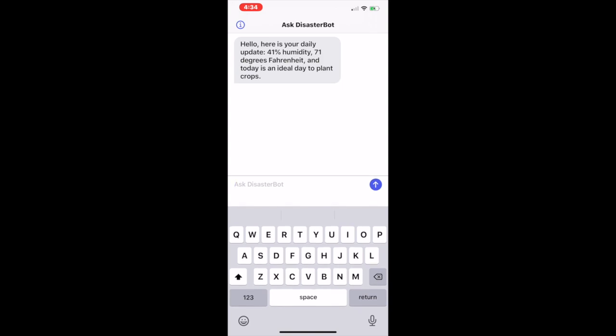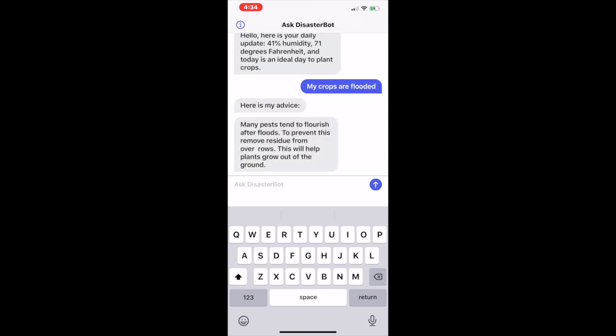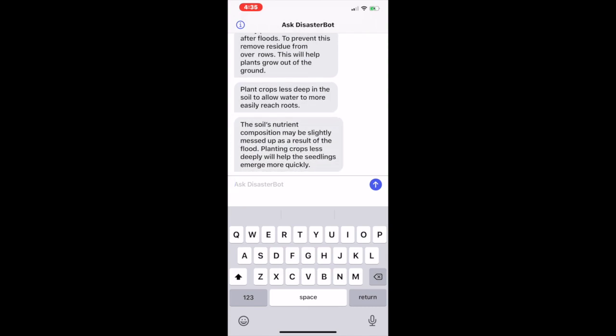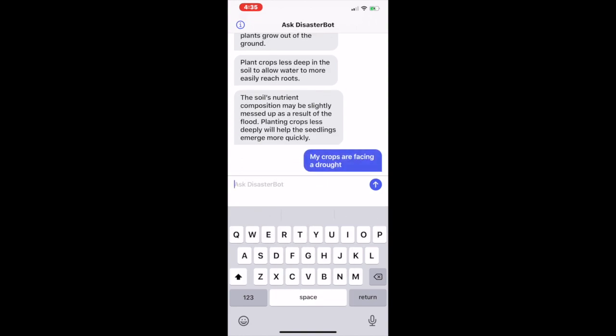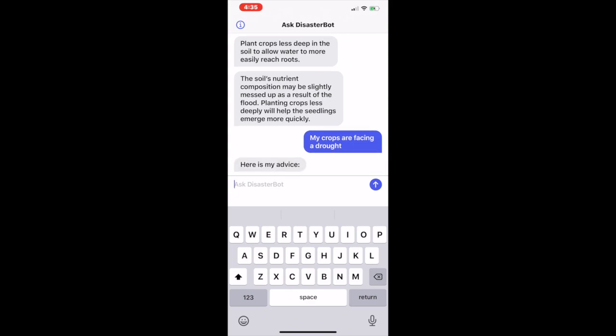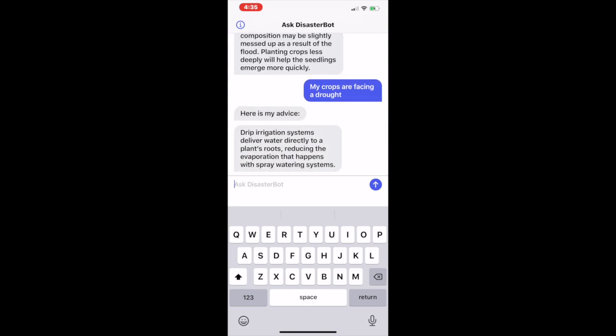For example, if I ask the bot, "My crops are flooded," the bot is able to use Keras and natural language processing to understand and provide an adequate response. I could also ask, "My crops are facing a drought." And we can get an adequate response.